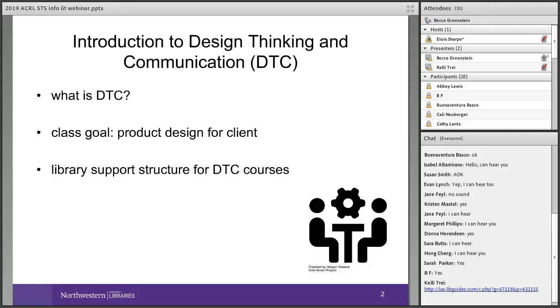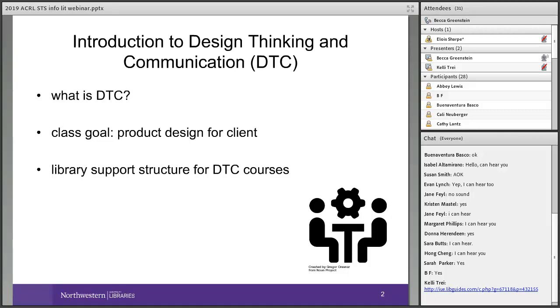The classes are only 16 students each, so pretty small. There's a number of sections in each quarter, but this allows for pretty individualized support. And as you'll see in a minute, that's pretty important for this type of setup. So what is the class? Well, their goal is a product design for a client. This class is focused on having students in their first year at college in an engineering program come up with solutions to real world problems.